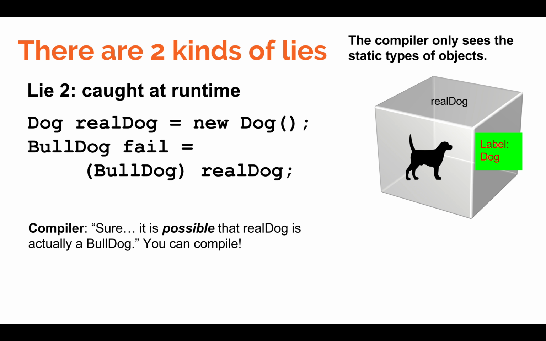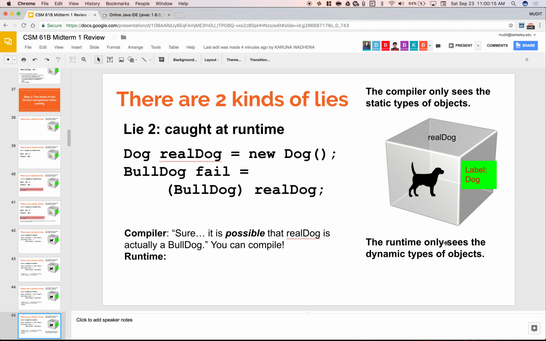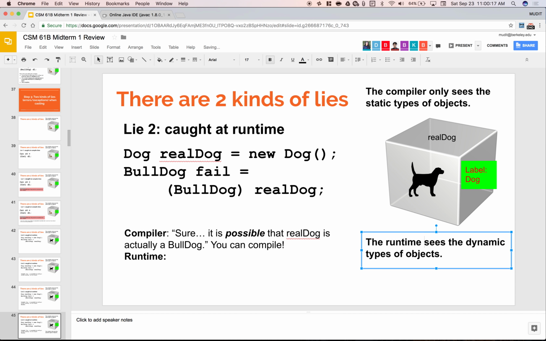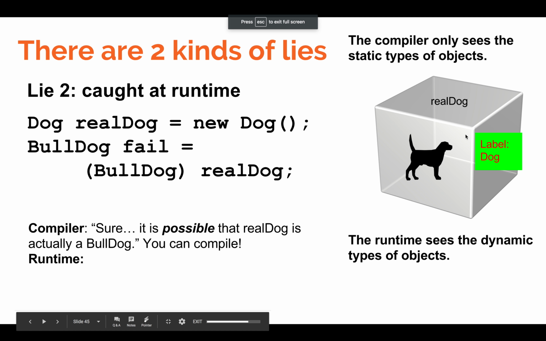Okay, now, so far, I've had this line up here that says, the compiler only sees the static type of objects. Now let me tell you a new fact. I hope I have it here. I do, all right. The runtime only sees the, okay, the word only is a lie. I forgot to get rid of it here. Let me actually do that real quick, because it's not only. The runtime sees everything. All right. So the runtime sees the dynamic types of objects.